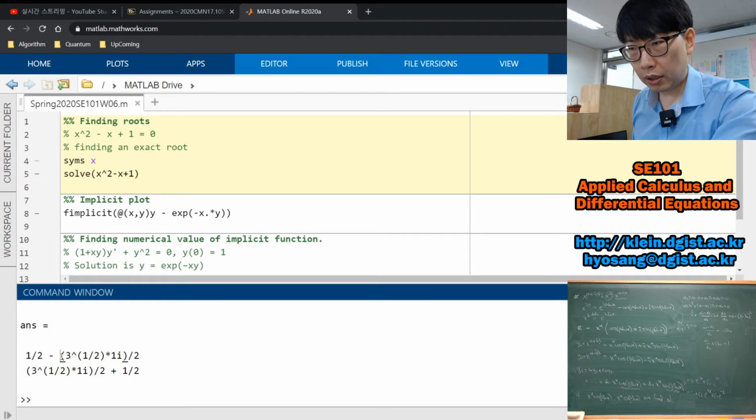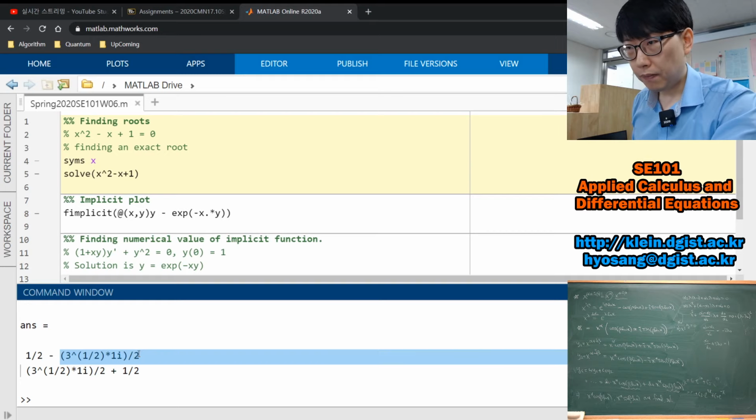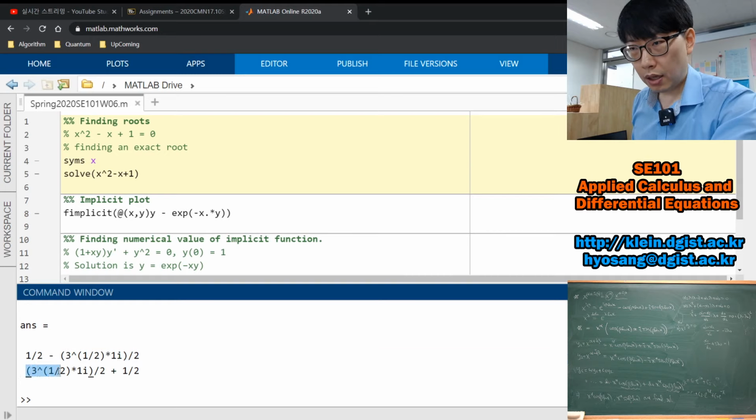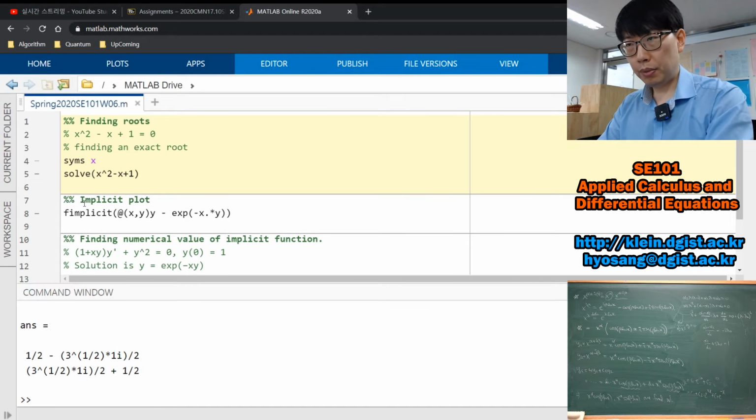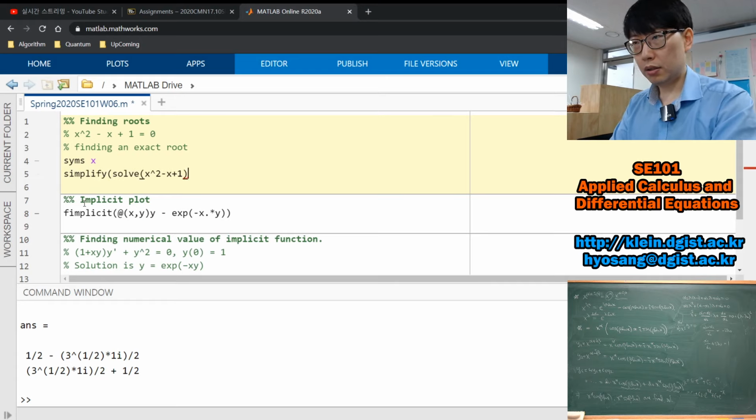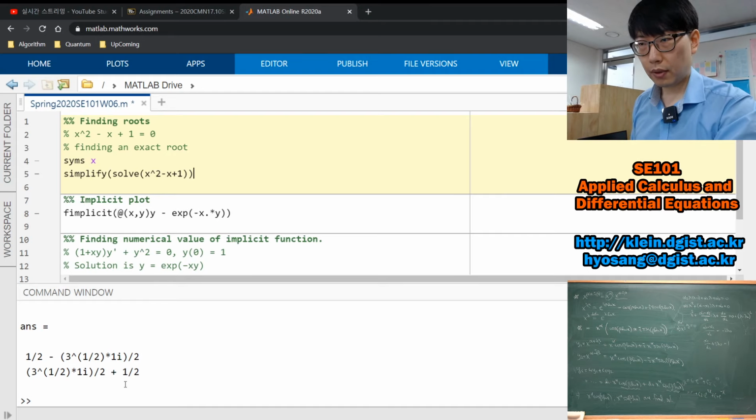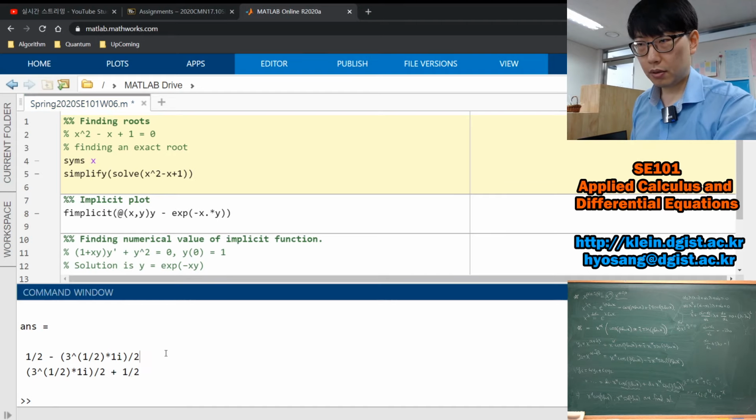One is 1/2 minus this imaginary part, and the other is 1/2 plus the imaginary part. I think it becomes simple if you use the simplify command here. Simplify. Well, it doesn't get simpler than this.